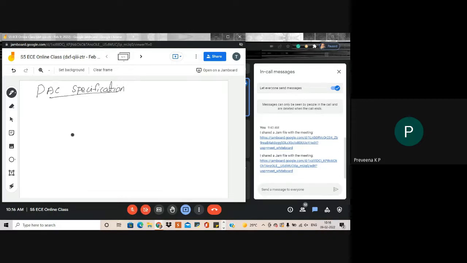The first specification is accuracy. So you can write first is accuracy. Okay. What do you mean by accuracy?